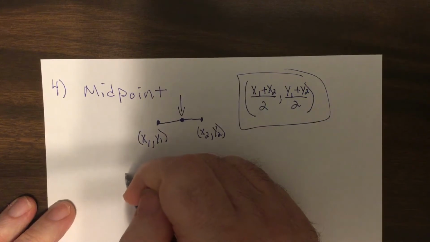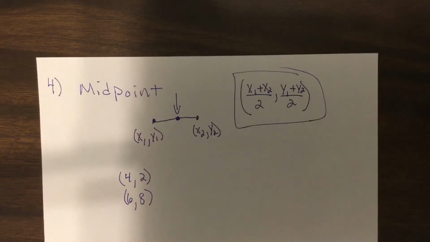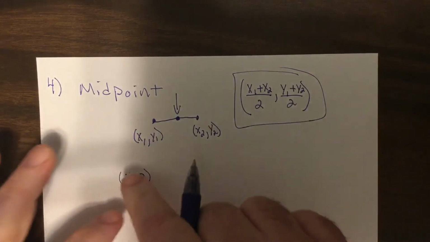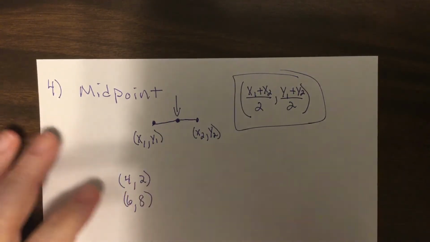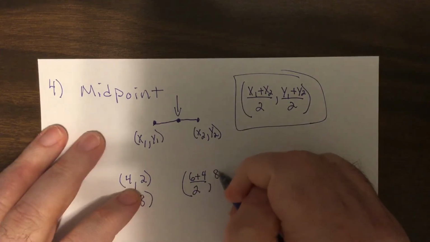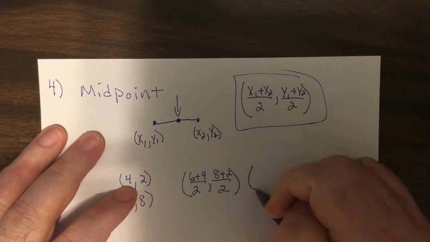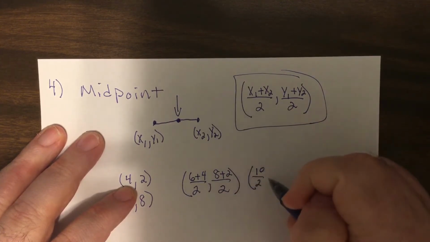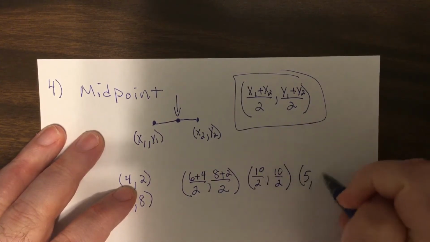So if I say you have 2 points, let's say 4, 2, 6, 8, and I said, what would the point be that's right in the middle of those 2 points on a segment? Those 2 points are the endpoints. What would the midpoint be? Well, you just go 6 plus 4 over 2, and 8 plus 2 over 2. So it'd be 10 over 2, 10 over 2, so it'd be 5, 5.